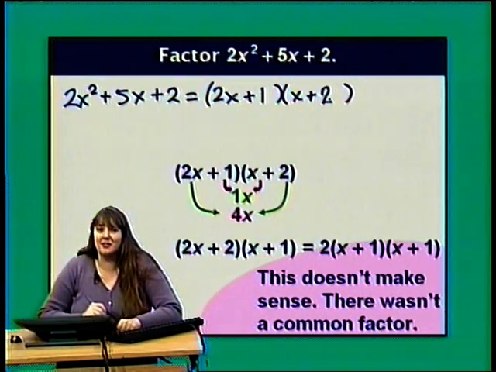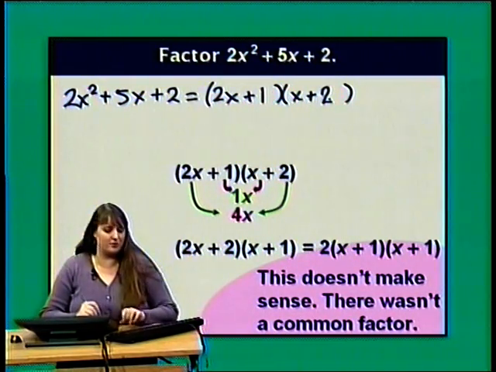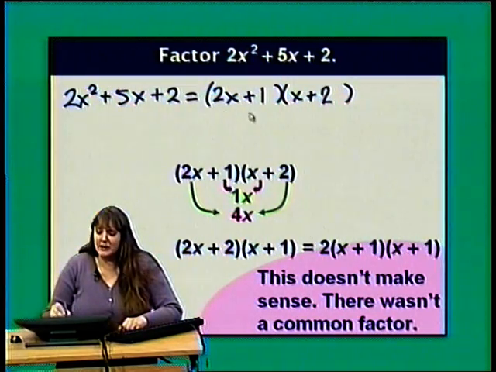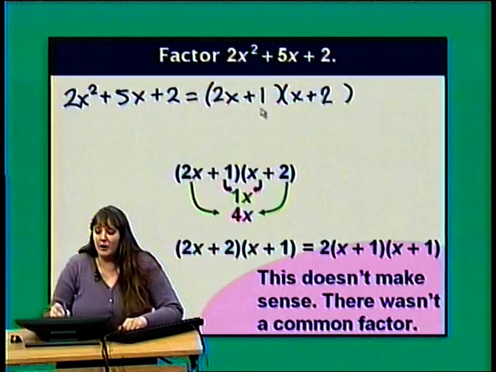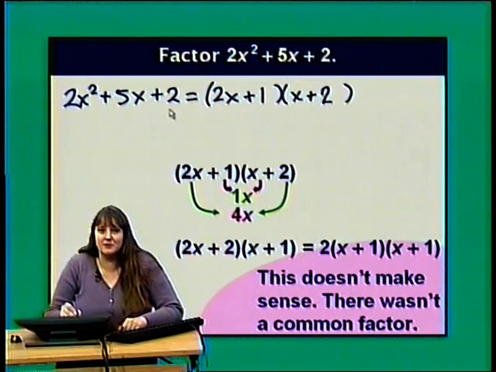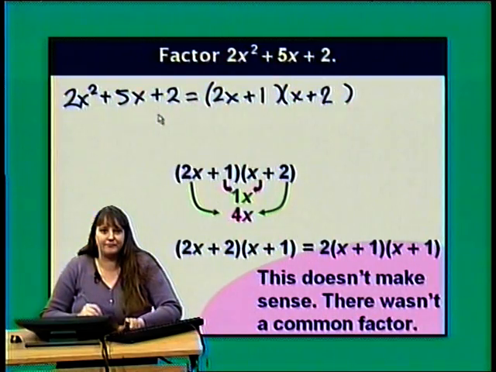I've already checked the inner and outer terms in FOIL, so I'm just going to check the first and last terms to make sure this really does work. 2x times x gives me the 2x squared I'm looking for. 1 times 2 gives me the constant of 2 I was looking for. So it looks like my factorization checks.